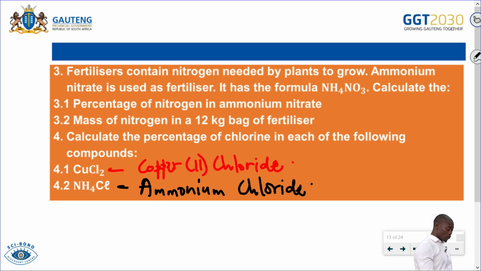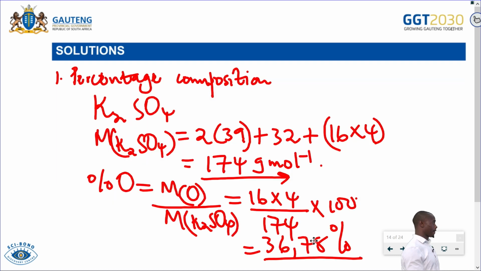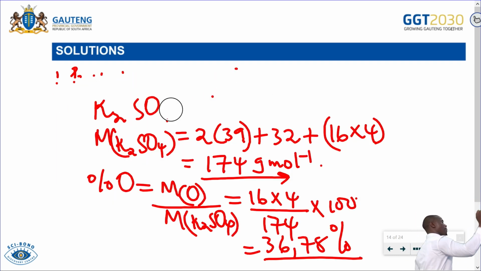So they are looking for the percentage of chlorine in copper 2 chloride and the percentage of chlorine in ammonium chloride. For us to get these, we have to start by calculating the molar mass of each compound there. Let's start with 4.1.